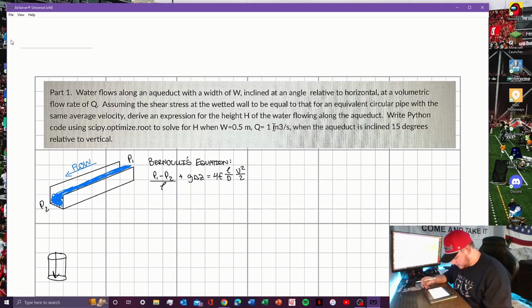Write a Python code using scipy.optimize.root to solve for h when W is equal to 0.5 meters, Q is equal to 1 meter cubed per second, when the aqueduct is inclined 15 degrees relative to the vertical.